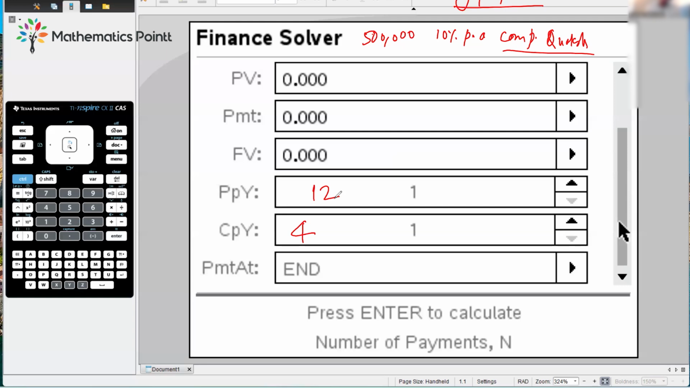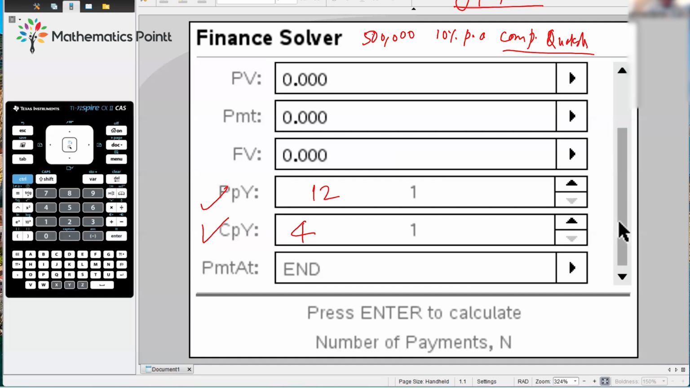In most of the cases, in the general maths questions in the exam, CPY and PPY are more or less the same, because the number of compounding periods and the number of payments made are more or less the same given during the question. That's what I've seen. But just don't generalize it. PPY is number of payments made. CPY is number of compounding periods.